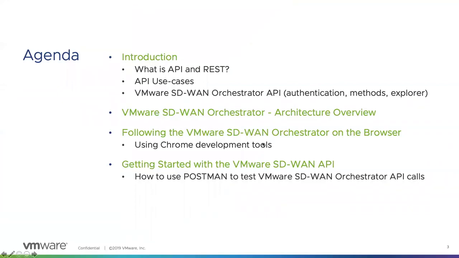So in terms of agenda, what we're going to cover today is really an introduction to what an API is and REST. We're going to see some API use cases in regards to SD-WAN and our orchestrator. We're going to go a bit deeper into the API, see how we authenticate, the different methods, our API Explorer where we can get documentation, and an extremely high-level overview of the VMware Orchestrator in regards to the API in this context. And then we're going to see how we can easily follow this API in the browser. Followed by that, I'm going to use Postman to demonstrate how you can actually use these APIs and how easy it actually is to start using it.